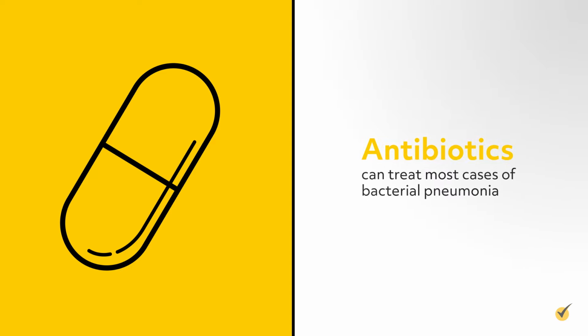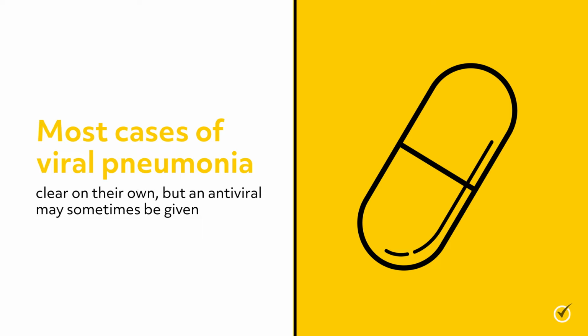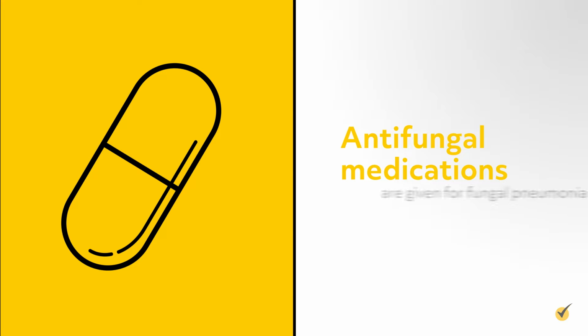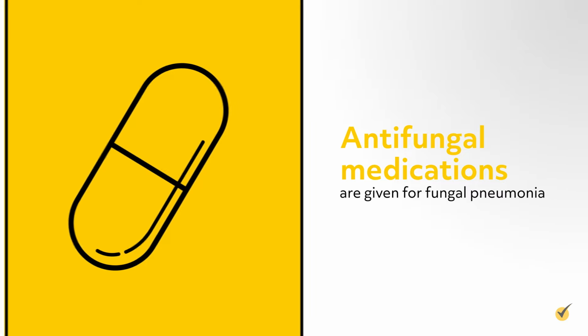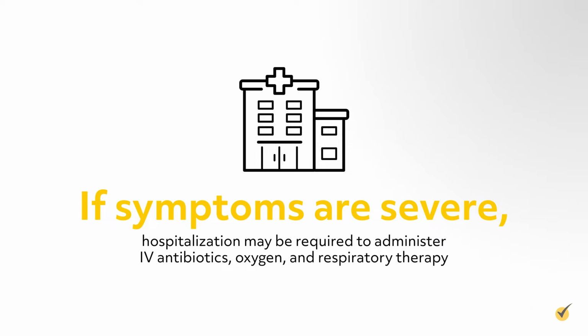Antibiotics can treat most cases of bacterial pneumonia. Most cases of viral pneumonia clear on their own, but an antiviral may sometimes be given. Antifungal medications are given for fungal pneumonia. If symptoms are severe, hospitalization may be required to administer IV antibiotics, oxygen, and respiratory therapy.